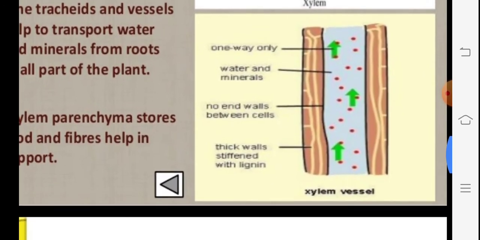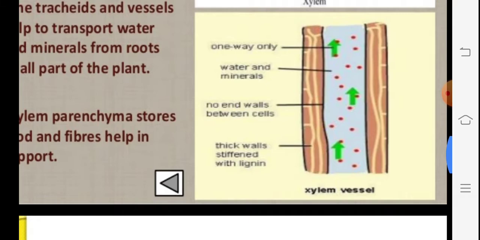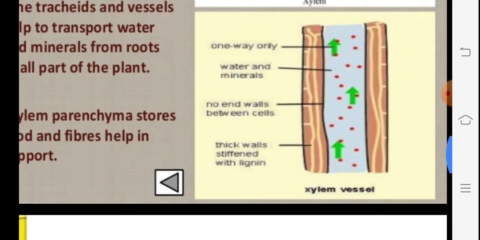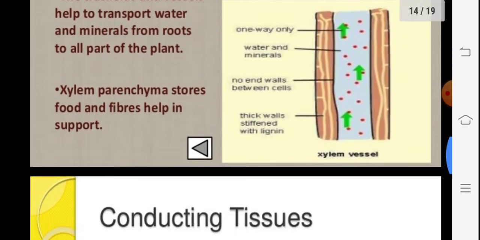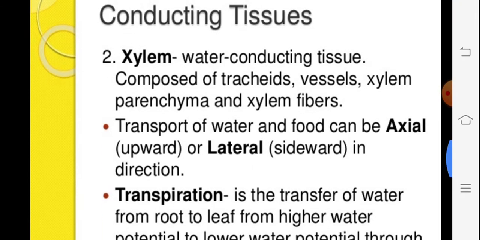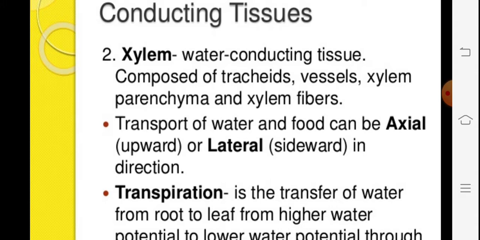So just remember this diagram about the vessel. Arrows are there, green arrows, they are going above. So it is one way only transport. There are no end walls between the cells. So it is the character of the xylem cells. Xylem is acting as a conducting tissue, water conducting, and the tracheids, vessels, xylem parenchyma and xylem fibers cells are present in the secondary xylem.